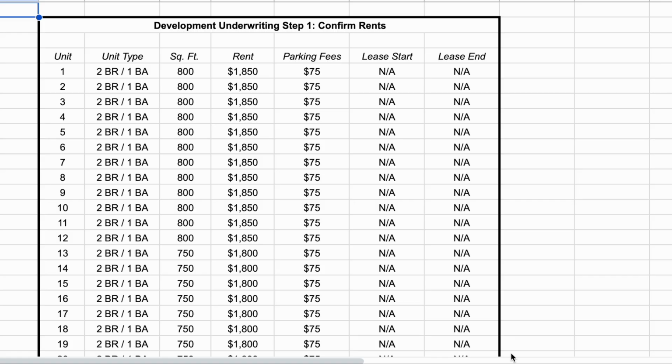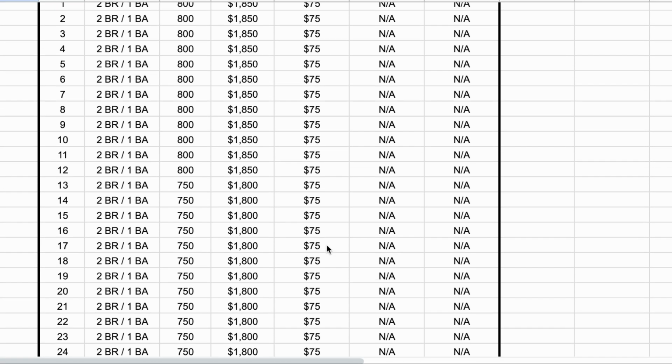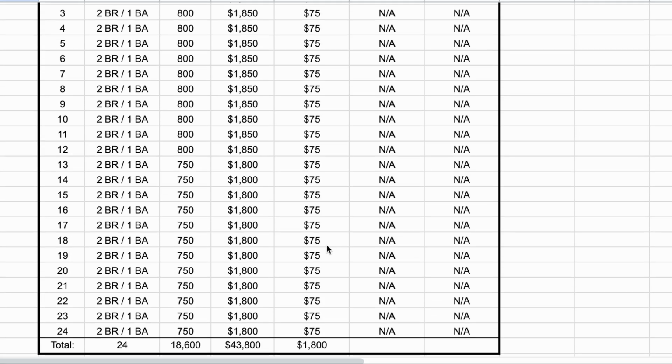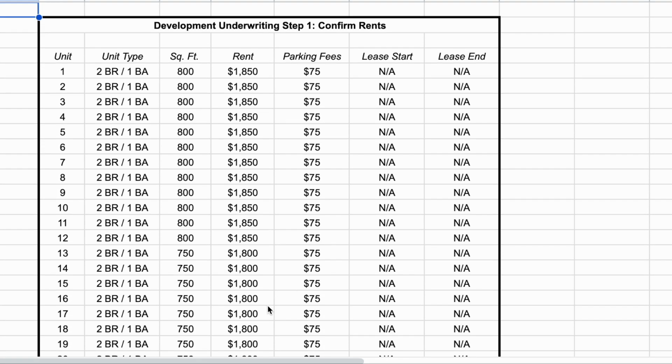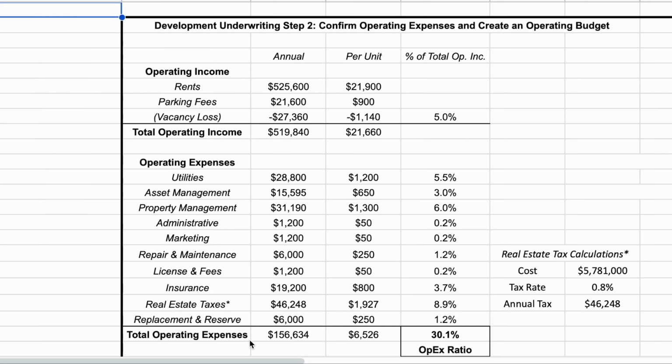So we begin the same way with confirming rents. However, since the property doesn't exist here, we need to project what the rents are. We don't have actual lease agreements. So this is critical that we work with a real estate professional of some sort who can project market rents so you don't inflate what you think you can collect on rent. This feeds directly into our operating budget.